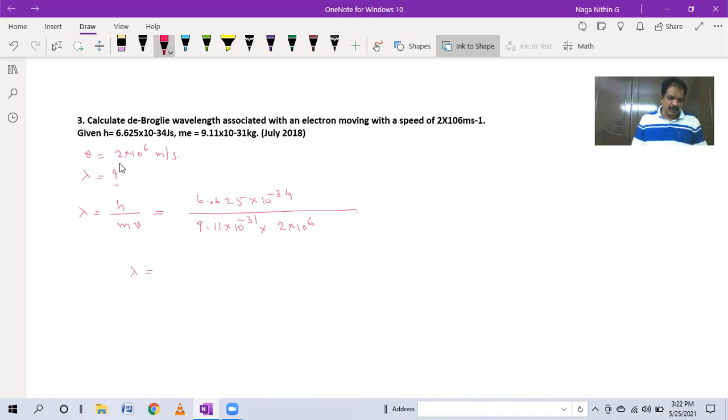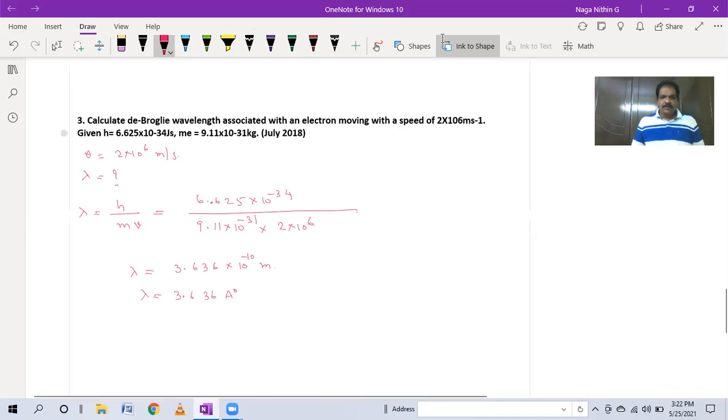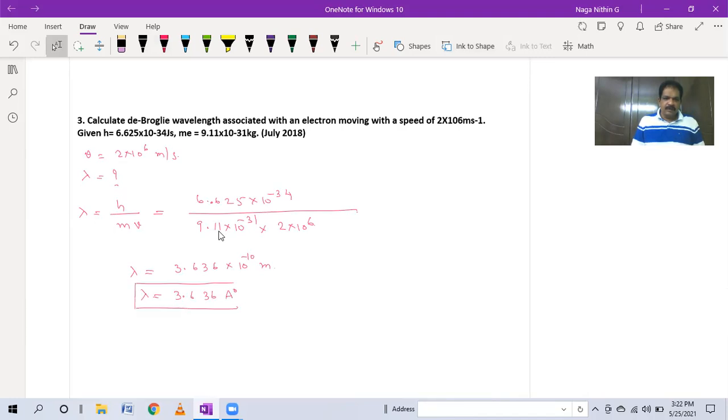If you calculate, finally this value 3.636 into 10 power minus 10 will come. Means this is 3.636 angstrom unit. Okay. So this is the de Broglie wavelength of that electron.